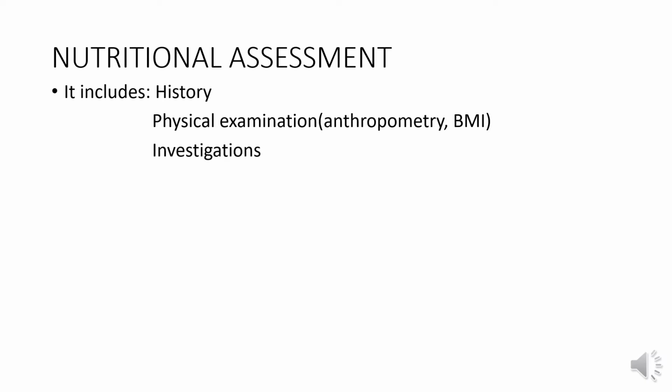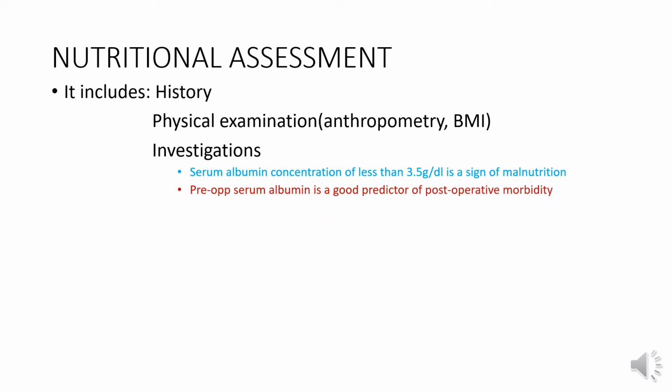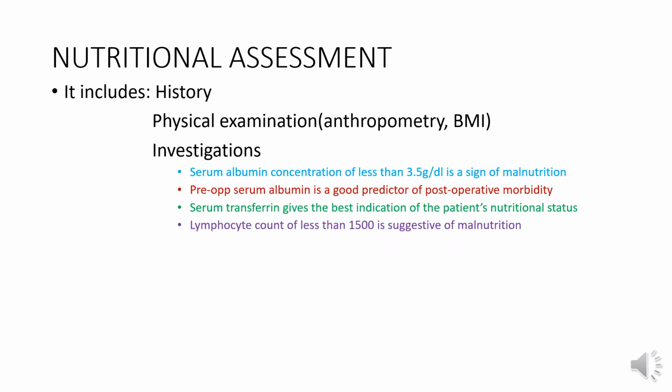Then investigations. Important investigations to carry out to assess nutrition of a patient will include taking the serum albumin. Now, a concentration of less than 3.5 grams per day is a sign of malnutrition. Preoperative serum albumin is a good predictor of post-operative morbidity. Serum transferrin levels is also an important investigation to assess nutritional status, as it is the best indicator of the patient's nutritional status. Lymphocyte count of less than 1,500 is suggestive of malnutrition.